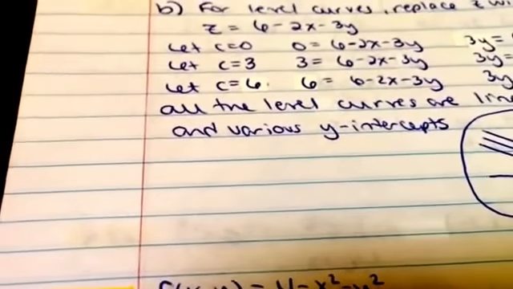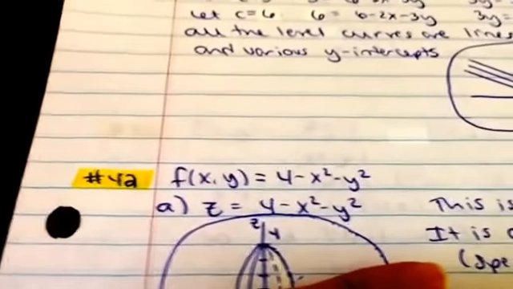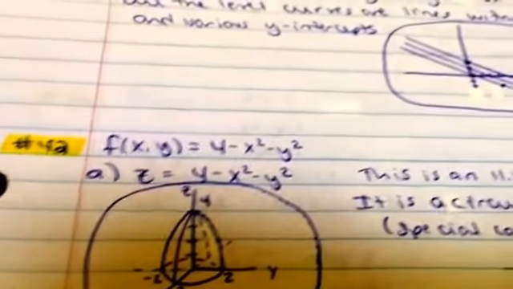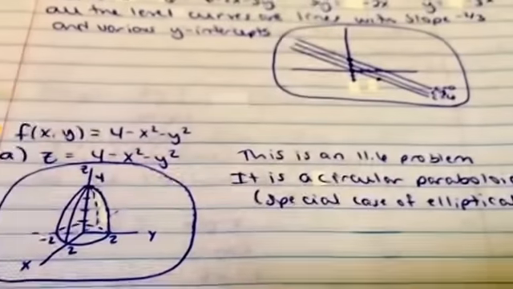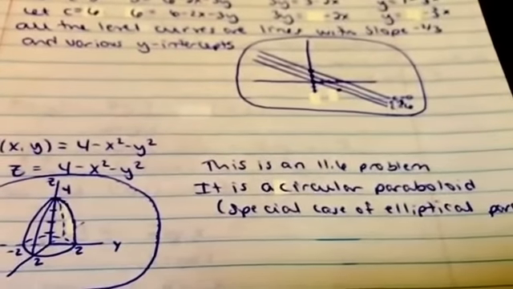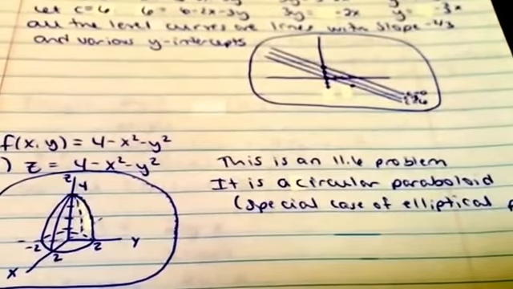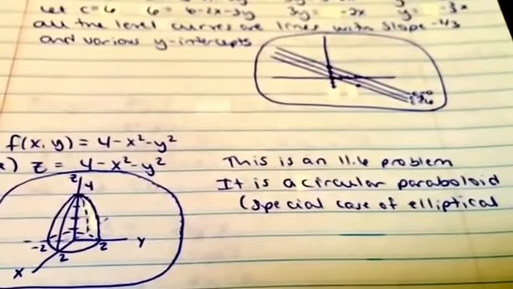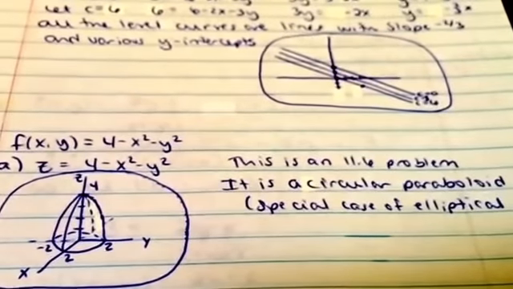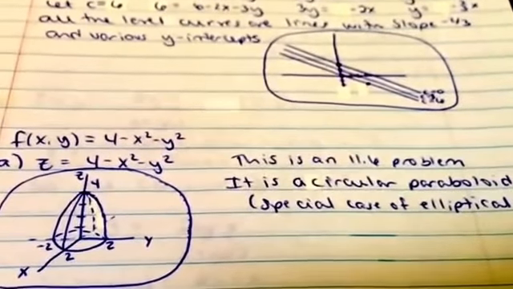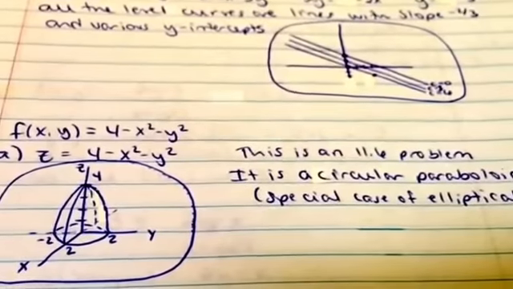Okay, so hopefully you didn't cheat and you paused the video and tried it by yourself. This one is an 11.6 problem, right? It's a circular paraboloid, so you could do that with the 3 two-dimensional pictures, right? XY plane, YZ plane, XZ plane. And you would have gotten 2 parabolas and a circle.